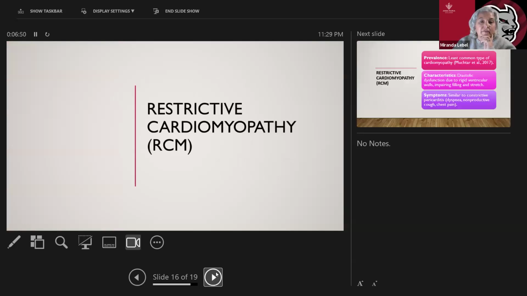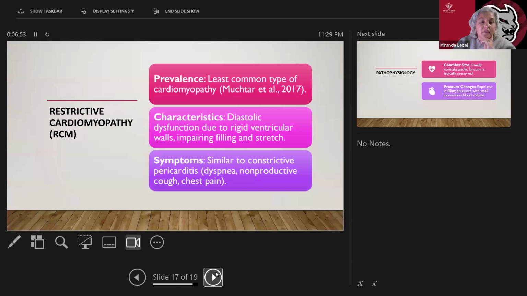Let's move on to restrictive cardiomyopathy, RCM. Prevalence: it is the least common type of cardiomyopathy. Characteristics include diastolic dysfunction due to rigid ventricular walls, impairing filling and stretching, similar to constrictive pericarditis.